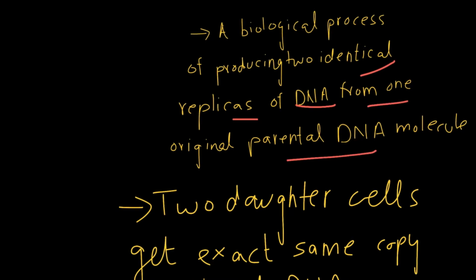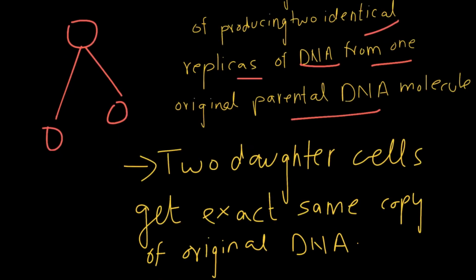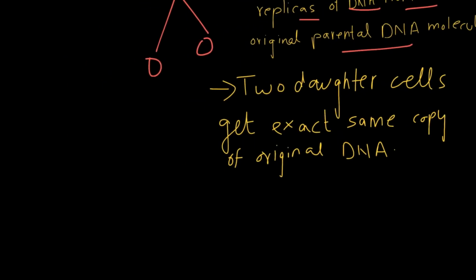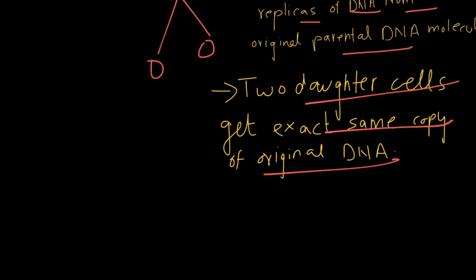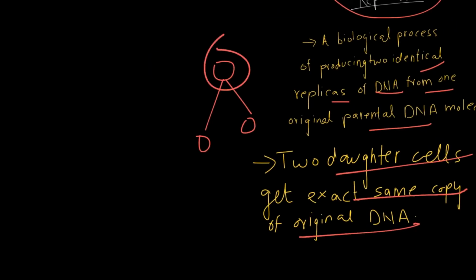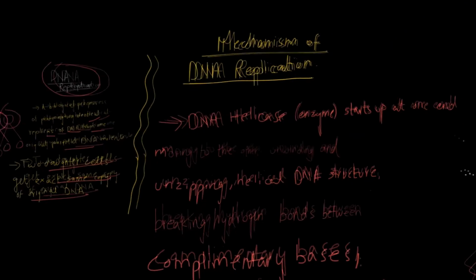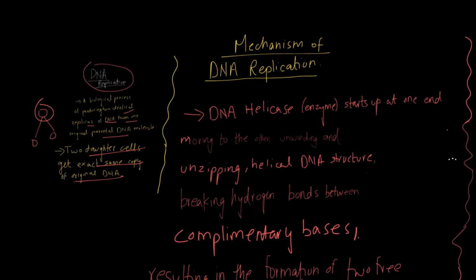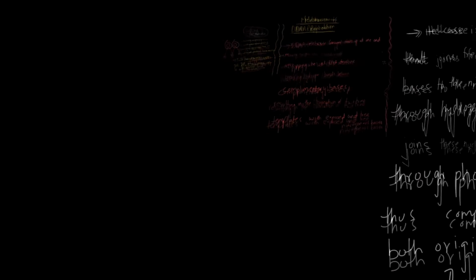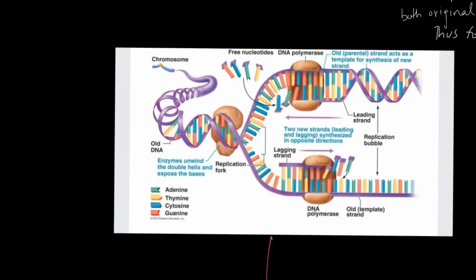So there is one parental DNA which creates two identical DNA replicas, known as two daughter cells. Thus, two daughter cells get the exact same copy of the original DNA as that of the parent cell. This is called DNA replication, and we'll study how that's done. So, this is the mechanism of DNA replication. It's well understood by a diagram that I've given below. First, we'll have a look at the diagram and then we'll go.